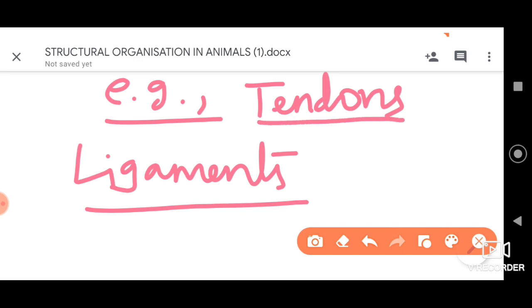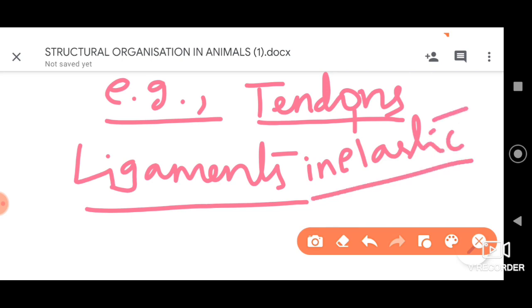Now when we consider the first one, the tendons. See, the tendons are strong inelastic structures. They are generally not elastic. This is the first point. And their role is to connect muscle to bone. So the tendons are very strong, inelastic, and they connect muscles to bone. They have parallel bundles of collagen fibers as we discussed in the diagram just now.